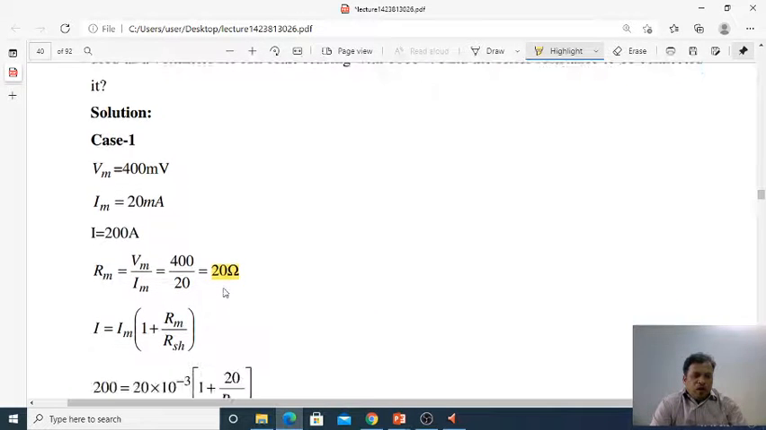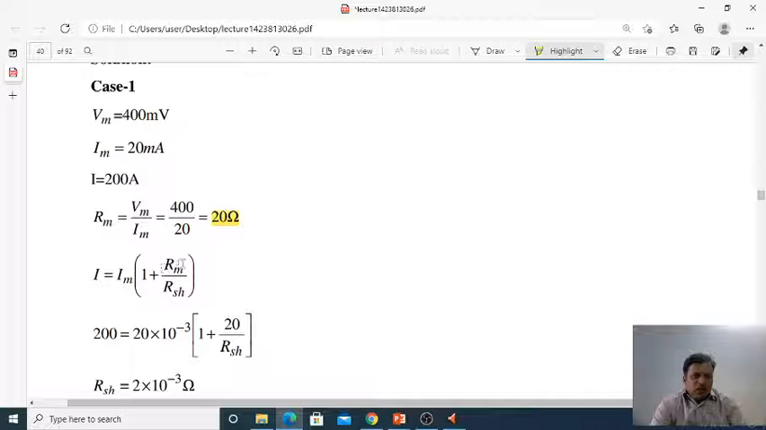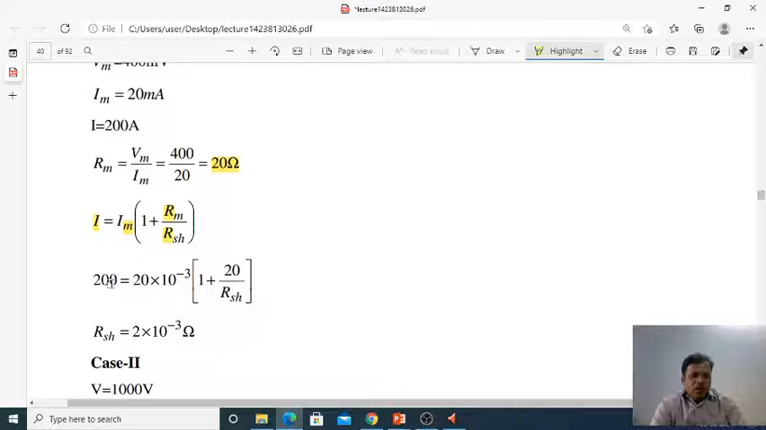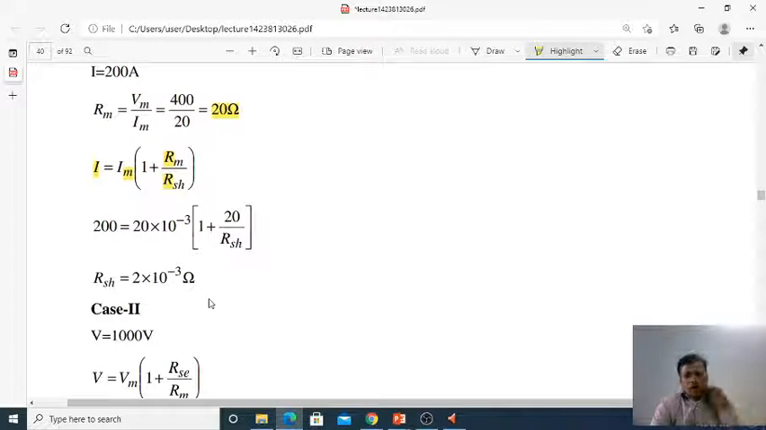Therefore I is equal to Im into 1 plus Rm by Rsh. Rm is 20 ohms. You know Im, you know Rm, and you don't know Rsh. So substitute the values: I is 200, so 200 is equal to 20 into 10 power minus 3 into 1 plus 20 by Rsh. After substituting, we get Rsh is equal to 2 into 10 power minus 3 ohms.